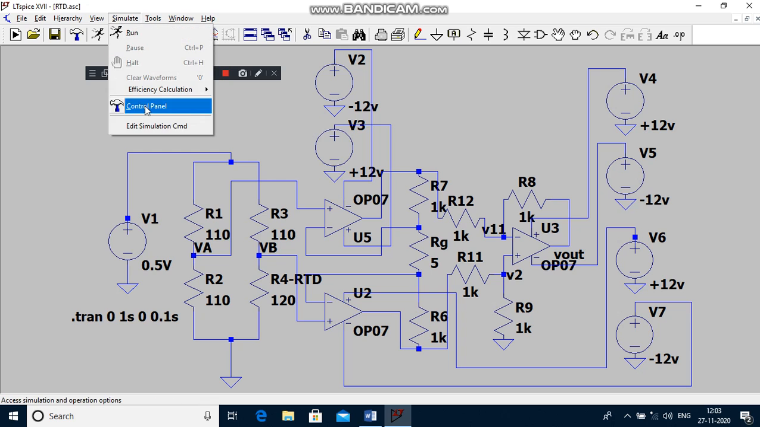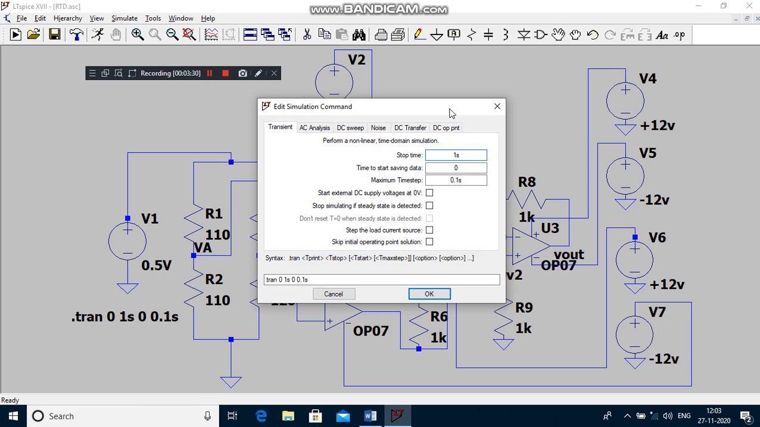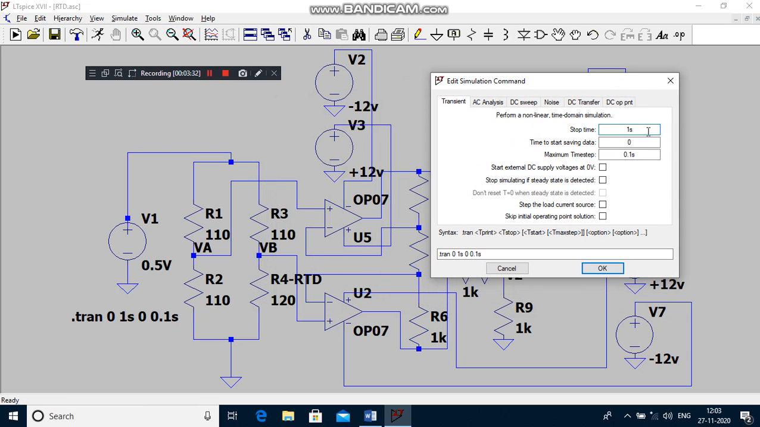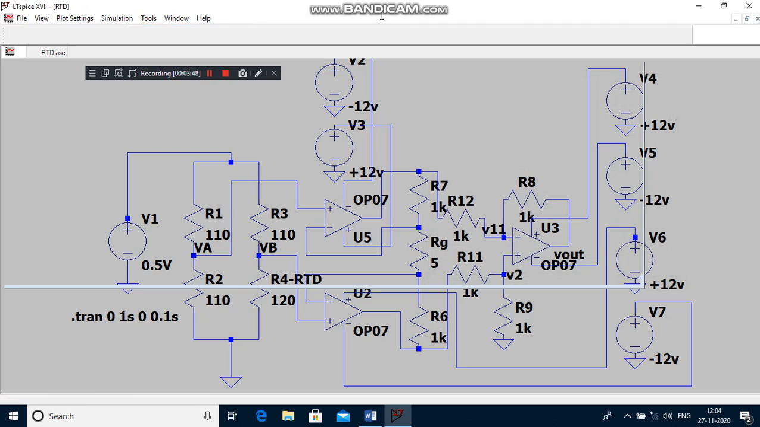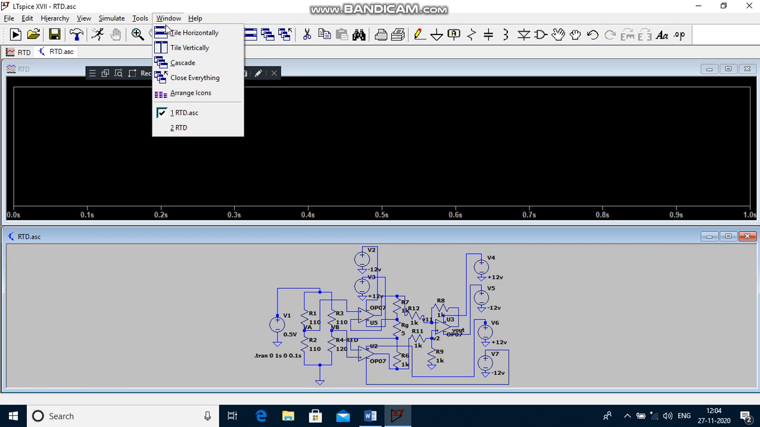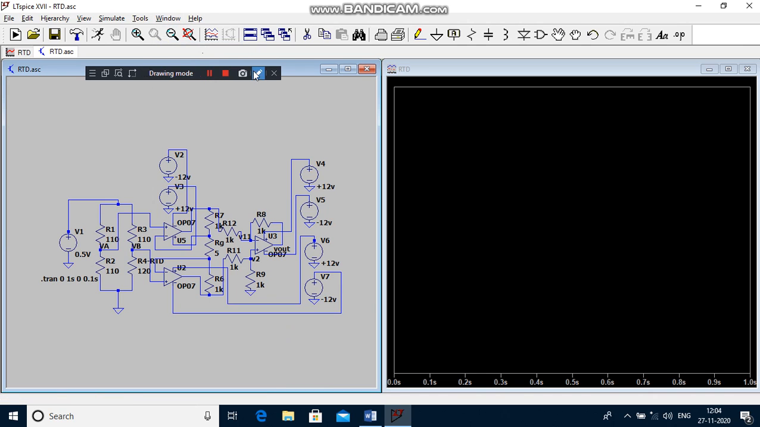You go to simulate, then click edit simulation command. So you have to put 1 second. 1 second means the total time period for the x-axis is 1 second, and the time to start saving data 0 means the graph starts from 0 seconds. Maximum step time means the step increases from 0.1 seconds. Understand? Then you have to run the program and change the window from horizontal to vertical.